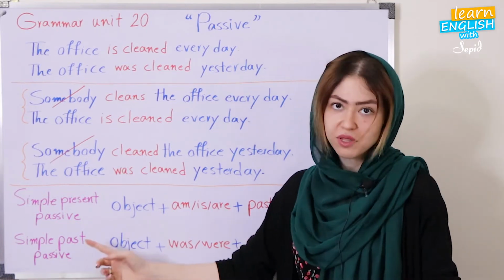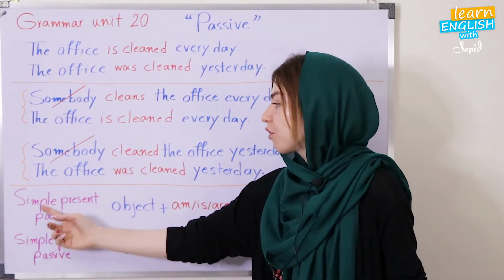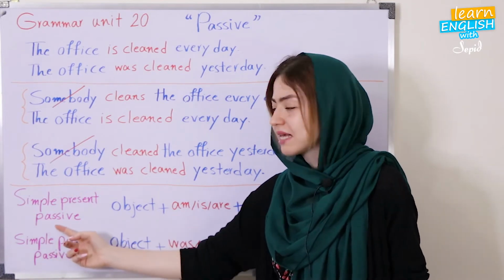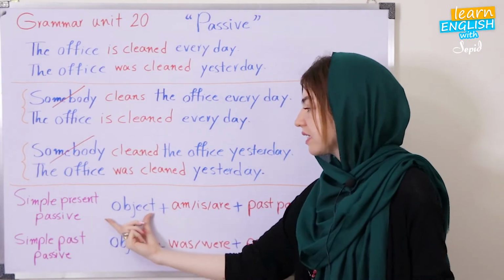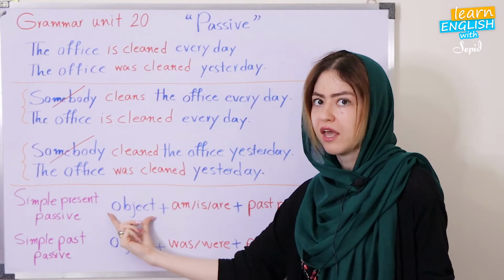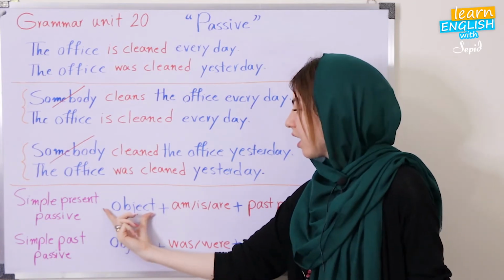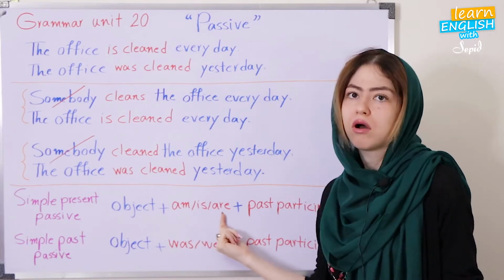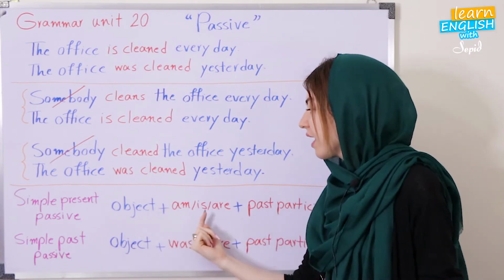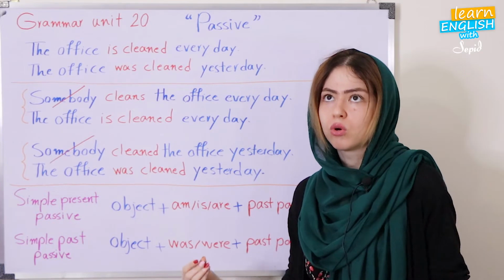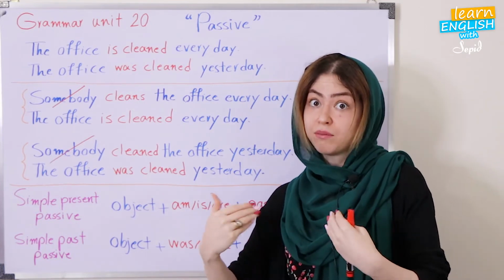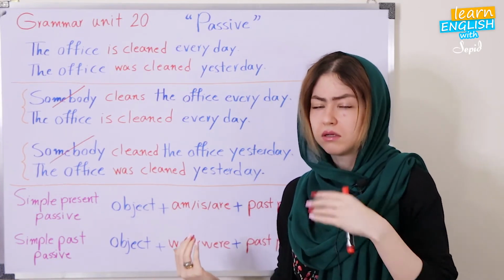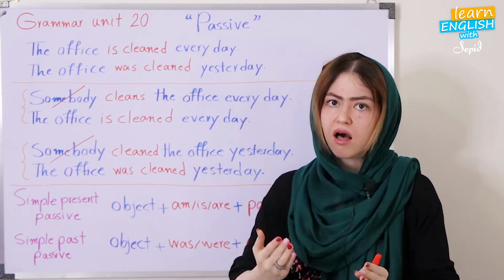Let's go to the formula. Here, for simple present tense passive, the formula is like this. Object, so we don't have subject here. Object plus am, is, are. So for instance, if I am the subject, I can say, I am loved.